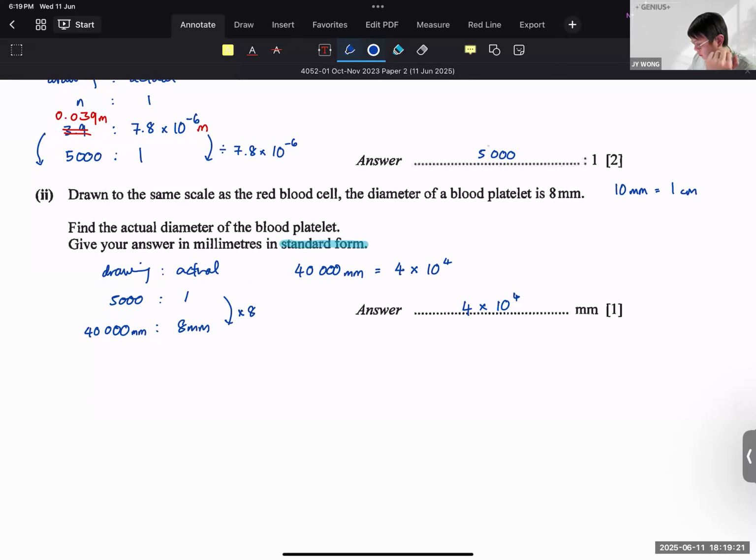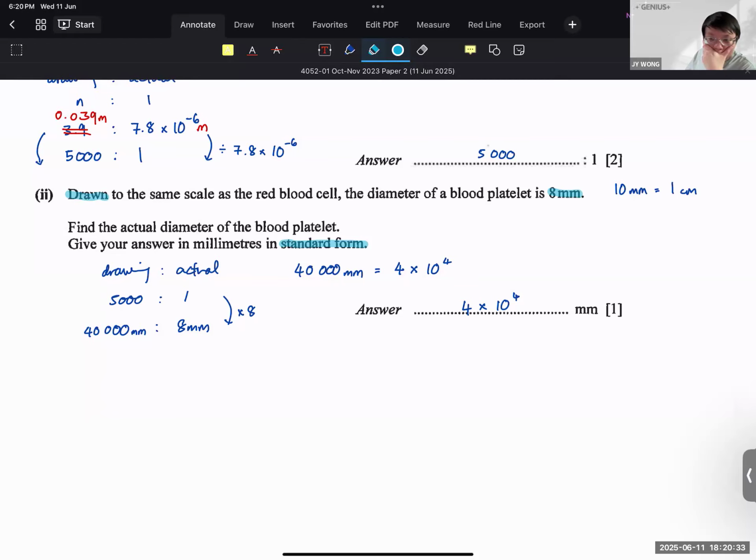Oh, wait. What mistake did I make? What mistake did I make? Also, if your platelet is this big, this is absolutely fantastic. Then your blood will absolutely stop flowing. It is the drawing that is 8 mm, not the actual. If your actual platelet is 8 mm, then something is very wrong already.